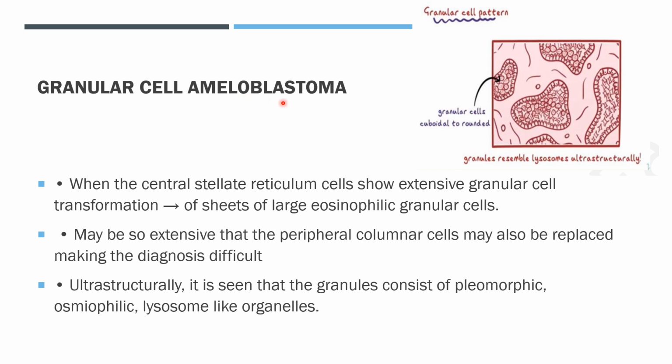Coming to the granular cell ameloblastoma, when the central stellate reticulum shows extensive granular cell transformation, that is sheets of large eosinophilic granular cells, it is called granular cell ameloblastoma. It may be so extensive that the peripheral columnar cells may also be replaced, making the diagnosis difficult. Ultrastructurally, it is seen that the granules consist of pleomorphic, eosinophilic, lysosome-like organelles.